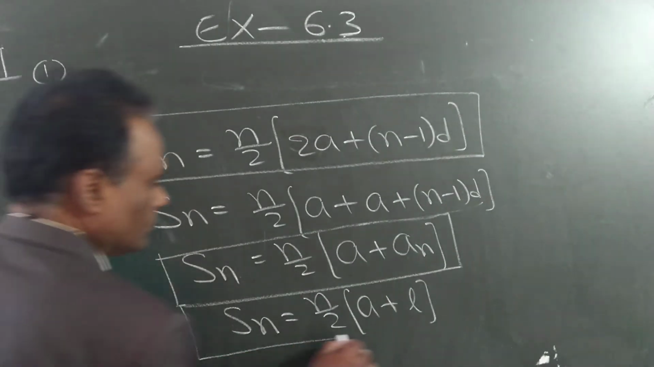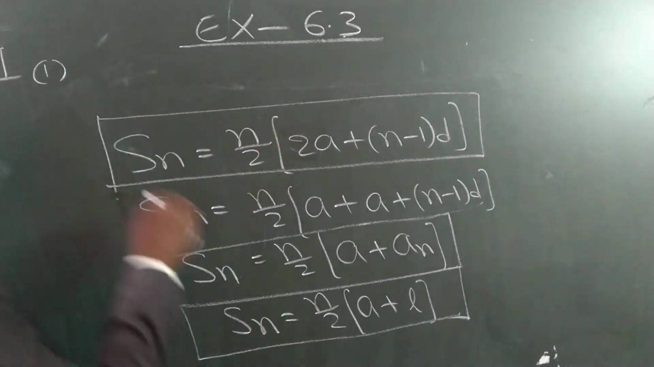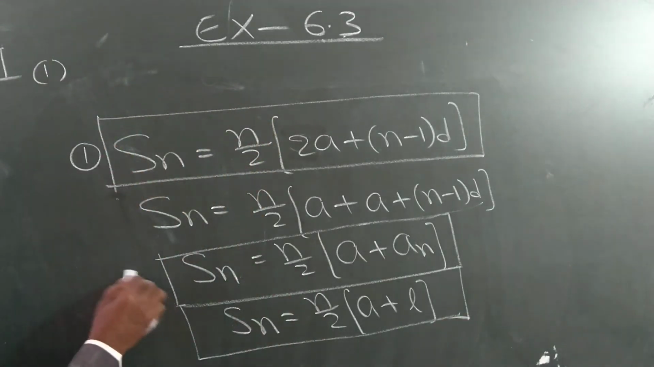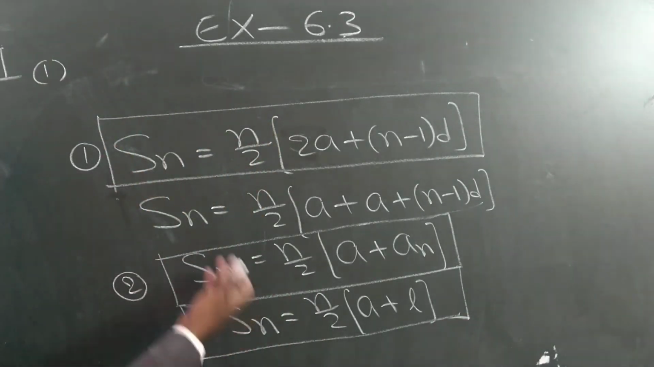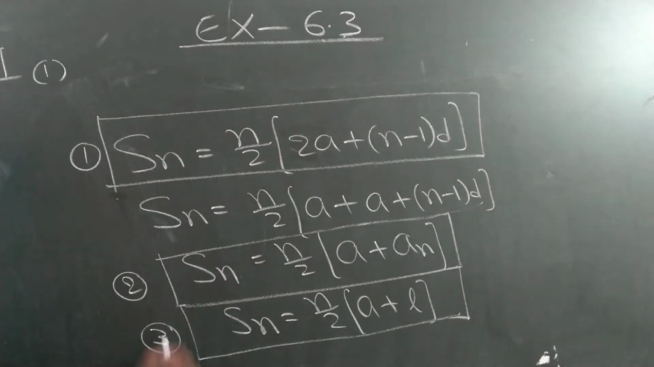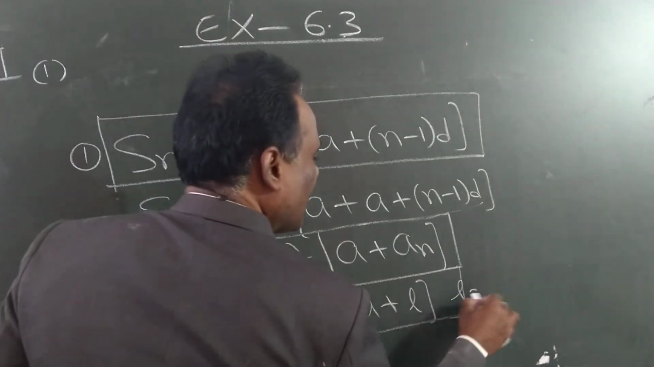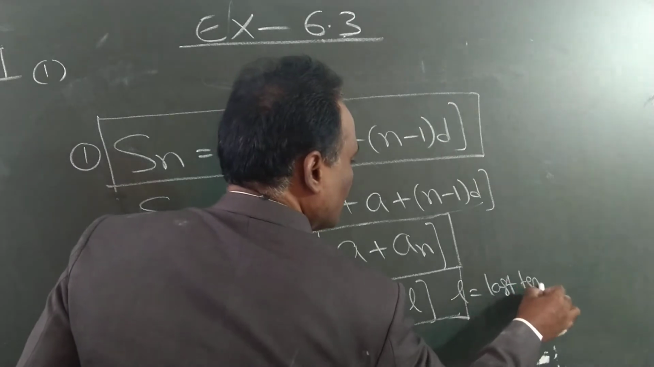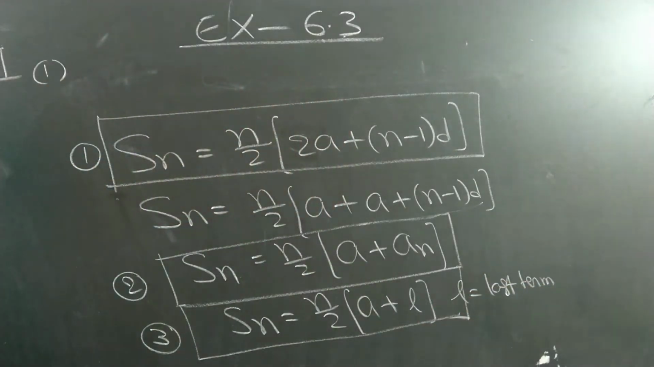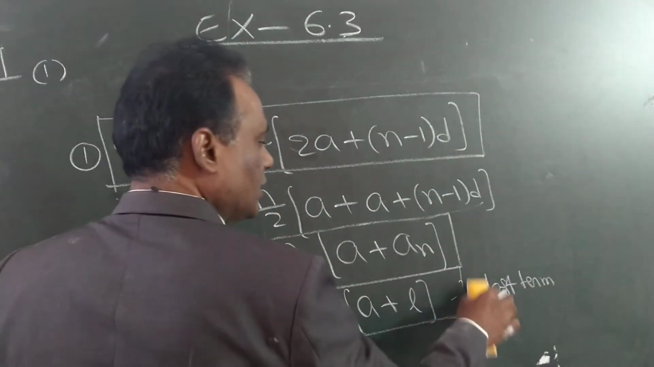Write down. This is the first formula, second formula. Both are the same actually, or you can name it as the third one, where L is the last term. Write down. L is equal to last term.